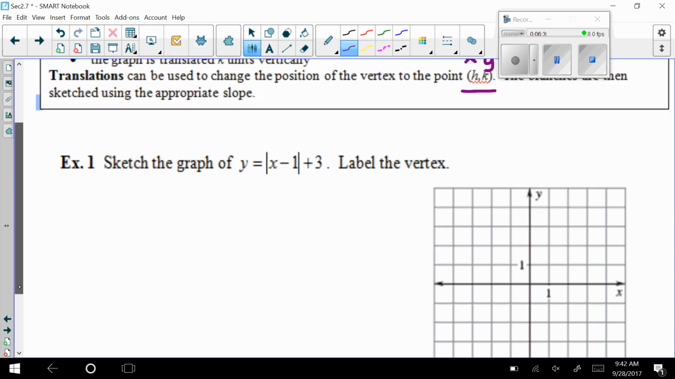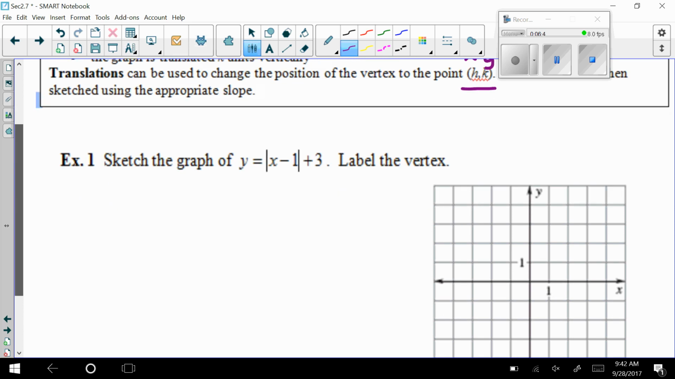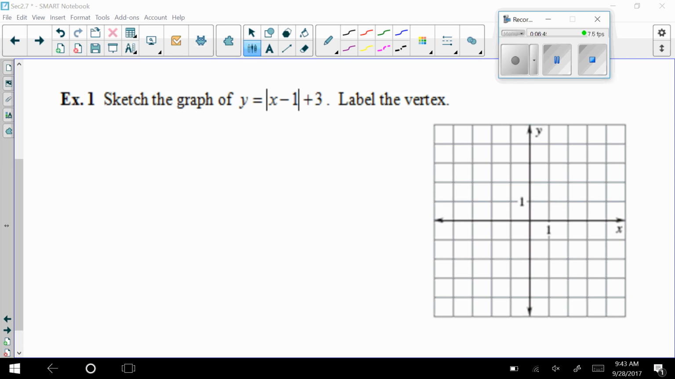So in the first example, we're going to sketch a graph of y equals the absolute value of x minus 1 plus 3, and then label the vertex. The first thing we're going to do here is plot the vertex. So our vertex is translated 1 unit horizontally and 3 units vertically. First we're going to identify our vertex.